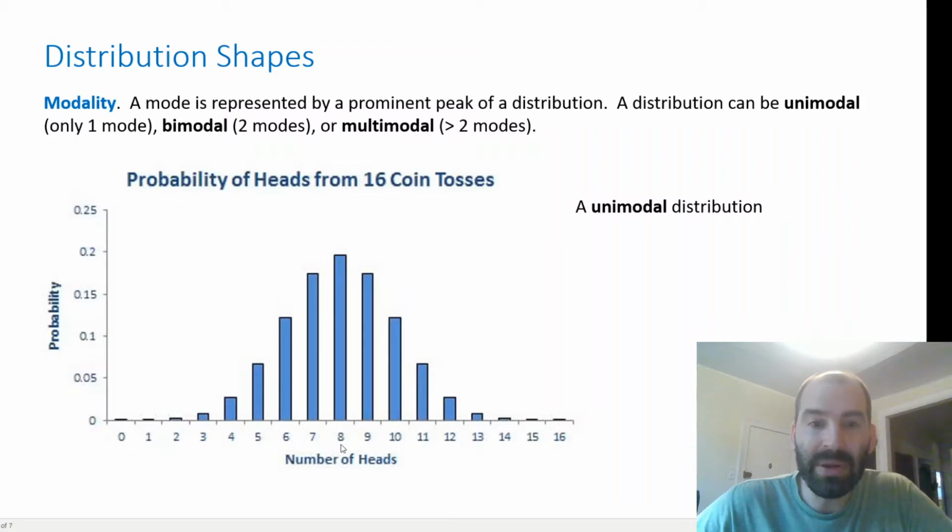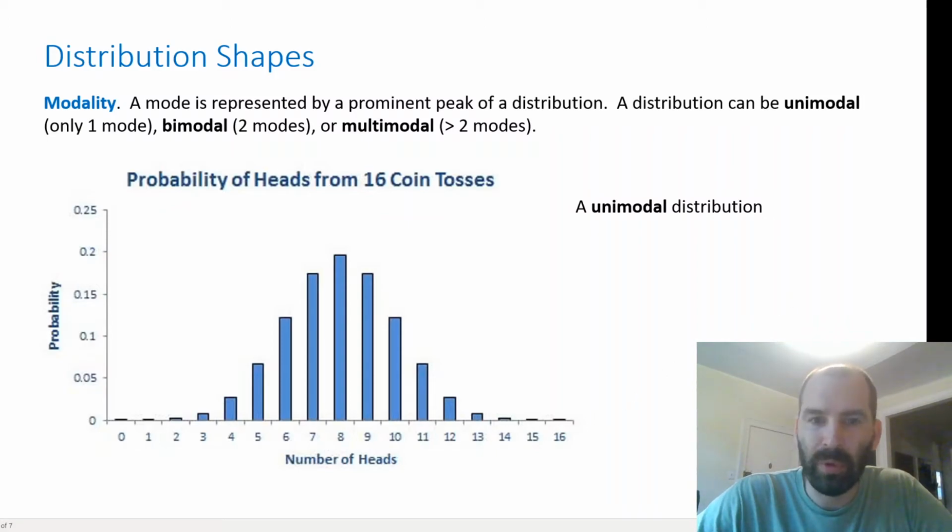The most common number of heads that you'd expect in 16 tosses is 8 heads. And you can see that that happens the most often. It doesn't mean it's a likely event, but it does mean that it happens more often than any other number. And so we can see that the distribution here is actually symmetric, and it's also unimodal. It has one bump.